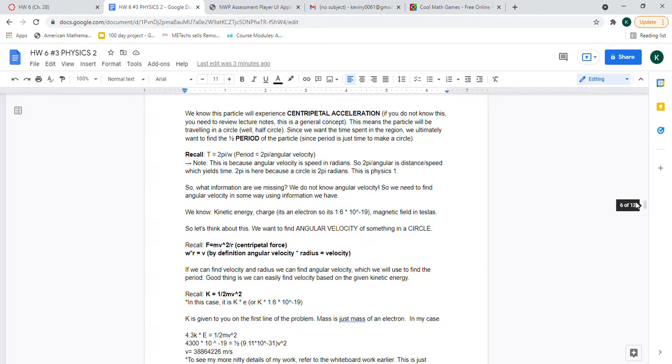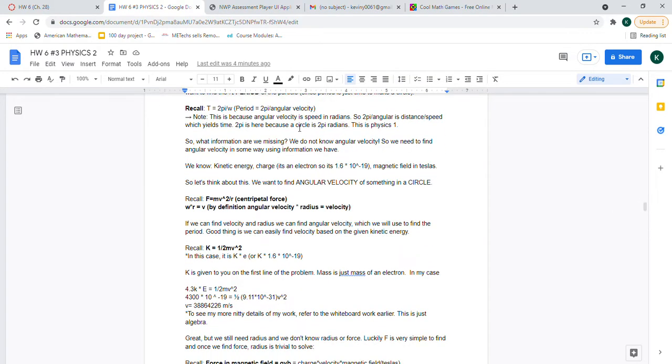So, let's think about this. We know this particle will get centripetal acceleration, and it will travel in a circle. Well, half a circle. So to find the time it spends in there, we ultimately want to know the period. Well, half of the period, yes, because it's half a circle. So, we want to find the period, or T. And note that period equals 2 pi divided by angular velocity. This is just a definition. I mean, you can prove it. It's from Physics 1. I put in a little note here if you want to read why this is true. But this should make sense to you. And if not, here's a small explanation.